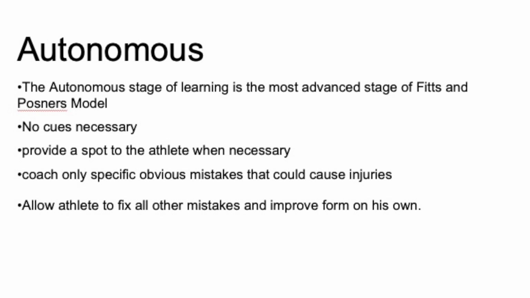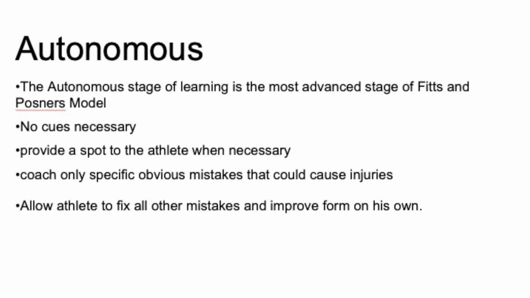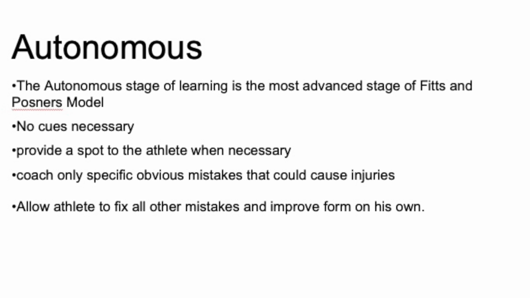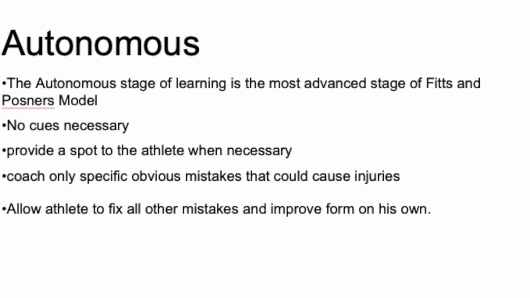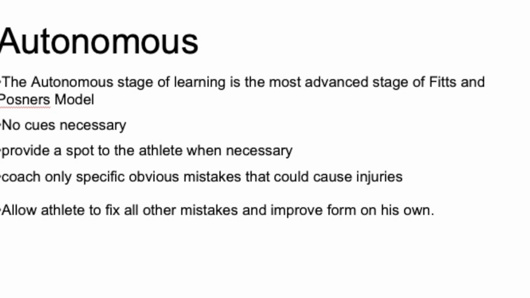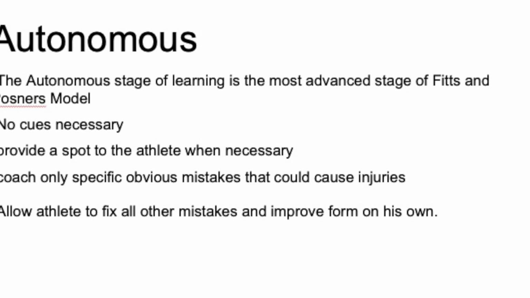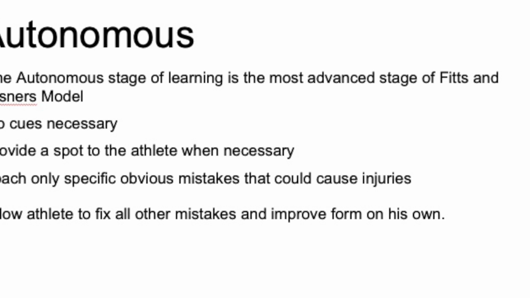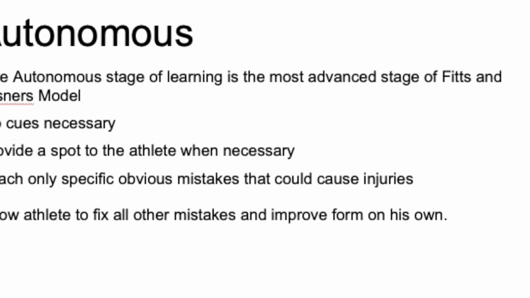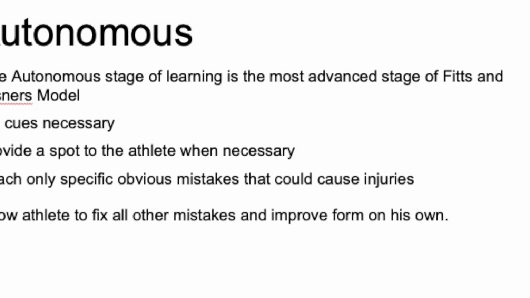The goal of performing these exercises is to have the athlete reach the autonomous stage. The autonomous stage of learning is the most advanced stage of Fitz and Posner's model. There are no cues necessary. We are to provide a spot to the athlete only when necessary, coach only specific and obvious mistakes that could cause injury, and allow the athlete to fix all other mistakes and improve form on his or her own.